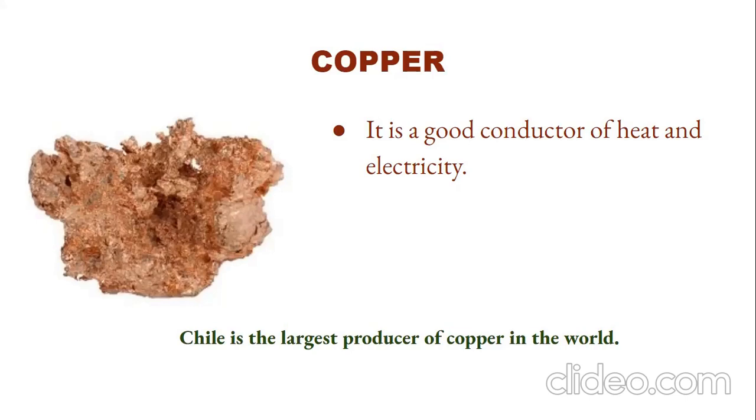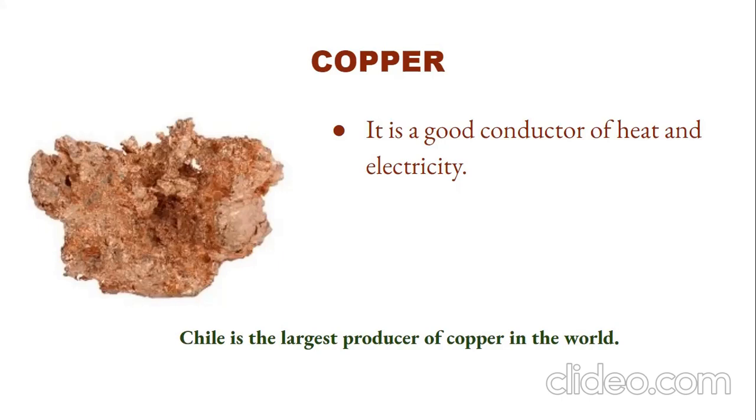It is a good conductor of heat and electricity, therefore it is widely used to make electric cables and electrical appliances. It is also used to make automobiles and defense equipment. Chile is the largest producer of copper in the world. Other copper producing countries are China, Peru, the United States of America, the Democratic Republic of Congo, and Australia. India has limited reserves of copper ore, and Rajasthan, Madhya Pradesh, and Jharkhand are the main copper producing states in India. Understood?